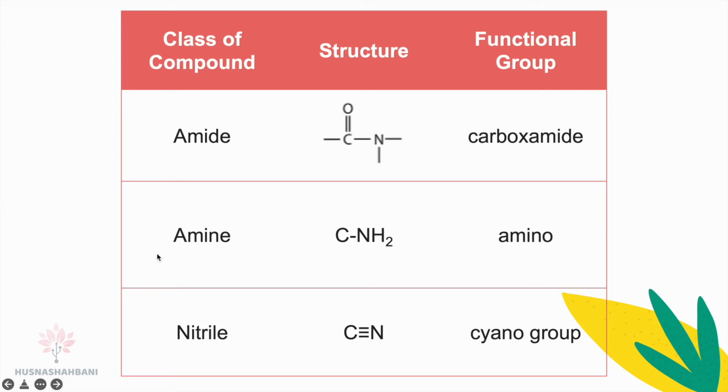Next class of compound amine. Amine has C single bond N, and that N bonded to other two hydrogen. That is amine. The functional group is amino. Class of compound nitrile has carbon triple bond with nitrogen. The functional group is cyano group.